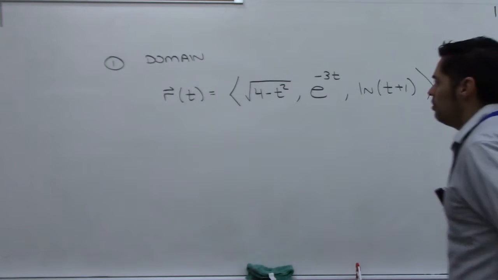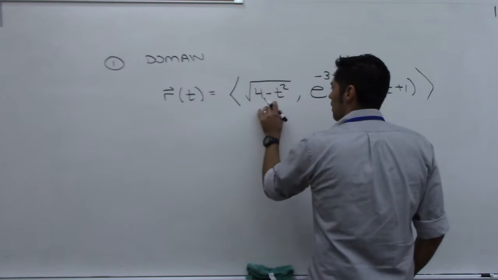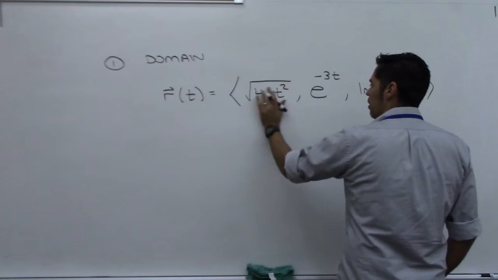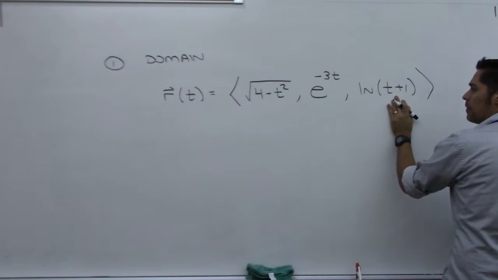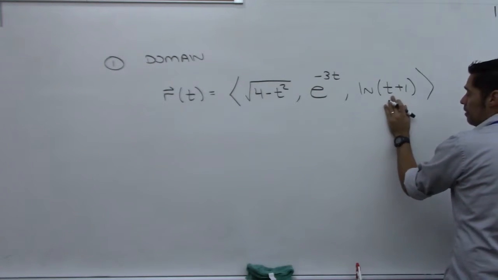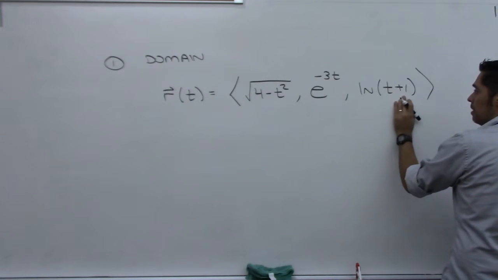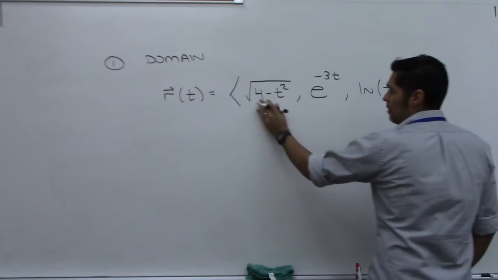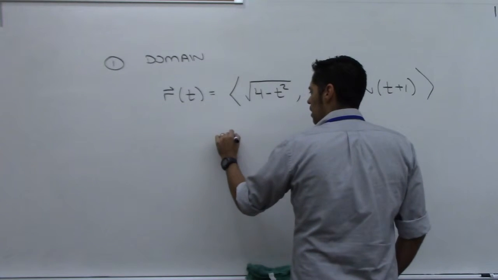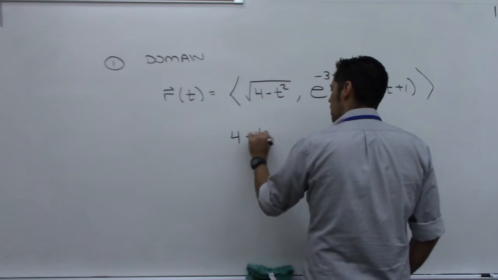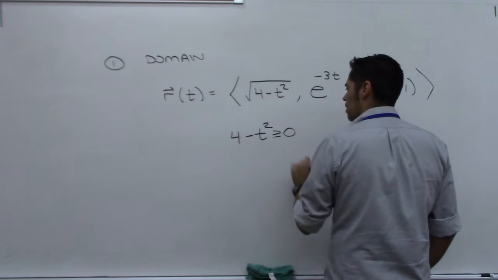I have some issues: square roots. I cannot have a negative number under here, and with the natural log, I can't have a negative number in here either. So this argument must be greater than or equal to 0, and this radicand must be greater than or equal to 0. I'm going to look at those two. First of all, 4 minus t squared has to be greater than or equal to 0.